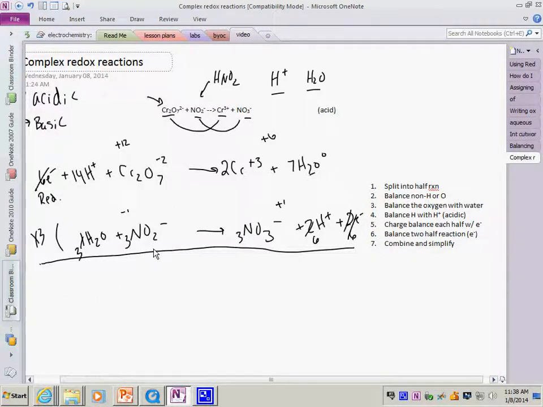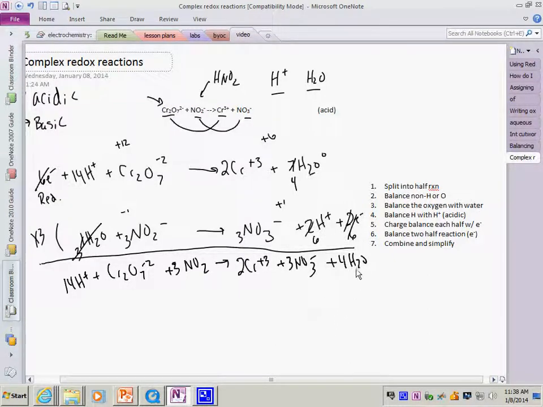I combine all of these things on one side: 14 H pluses plus Cr2O7 2 minus plus 3 H2Os. Now this is going to cancel with this guy down to 4. So I am going to eliminate that and say, okay, 3 NO2 minus goes to now all of this stuff: 2 Cr plus 3 plus 3 NO3 minus plus 4 H2Os, and that's it. Everything else canceled. That's pretty much it, just following these directions.